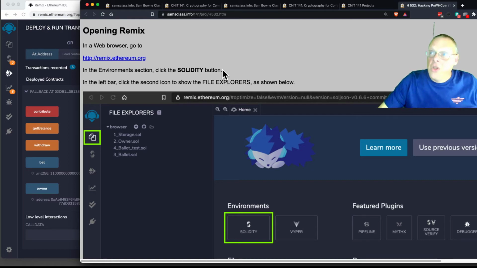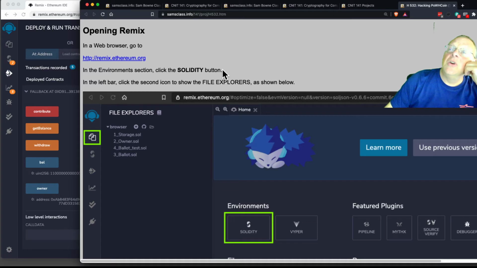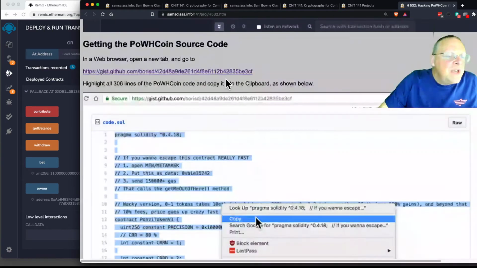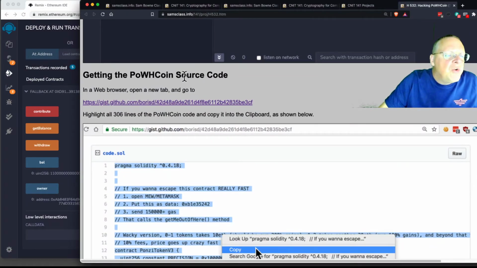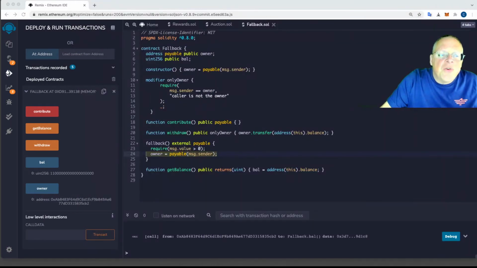And that's what we're going to look at. And it's a different kind of vulnerability, although it's related to what we saw, where you subtract a number and the number turns into a big positive number. So this is PoWHCoin. And I think I've already got the source code here.